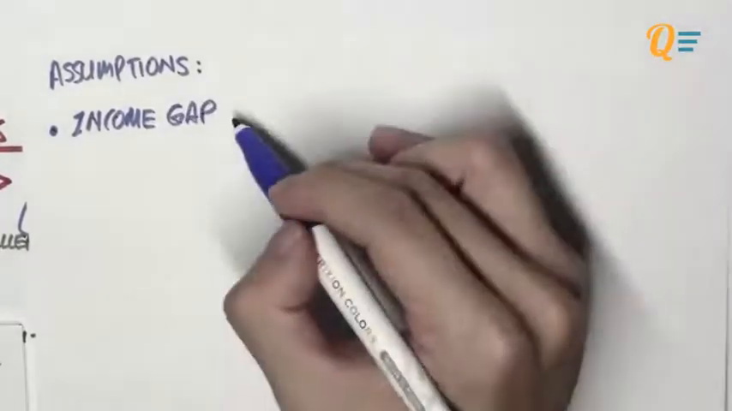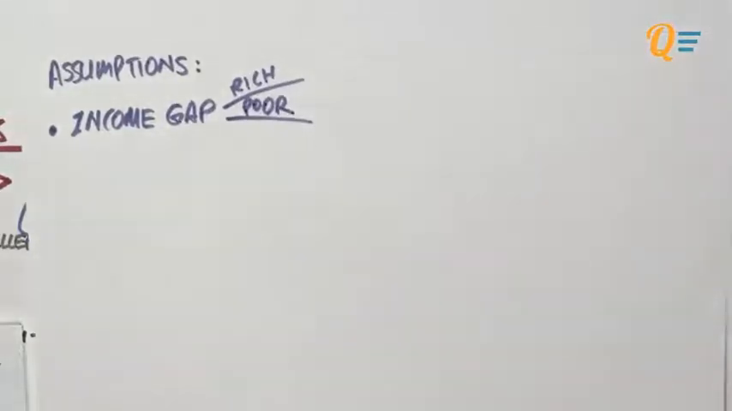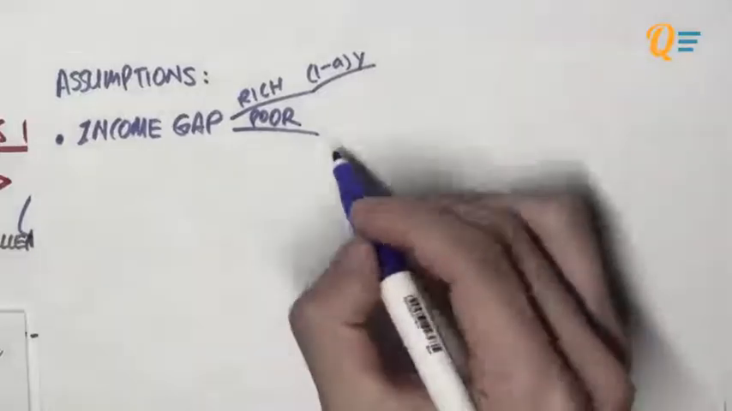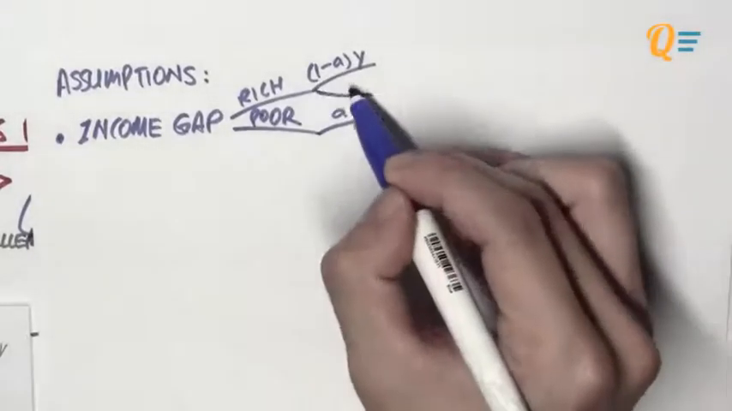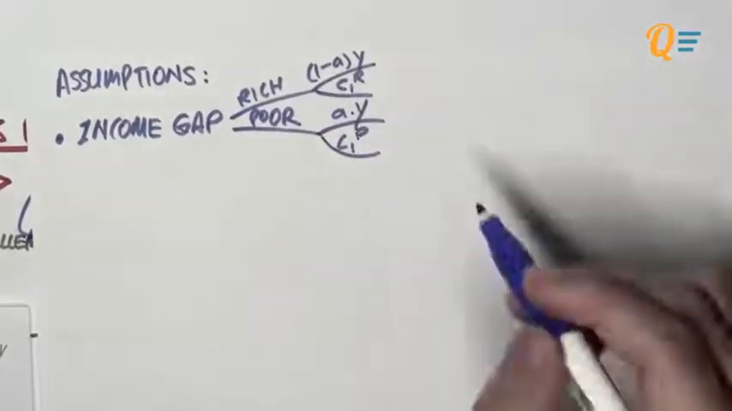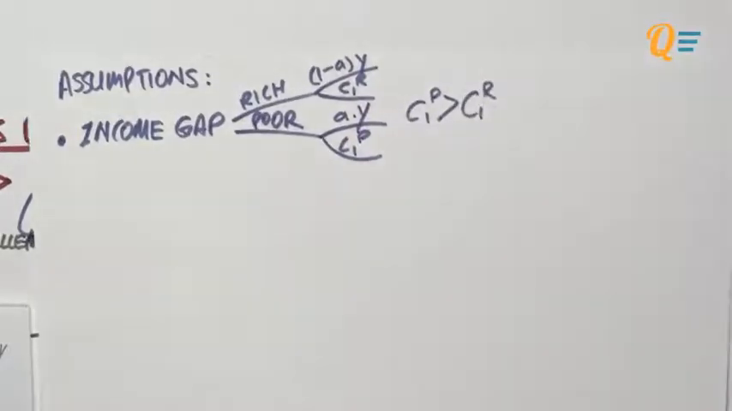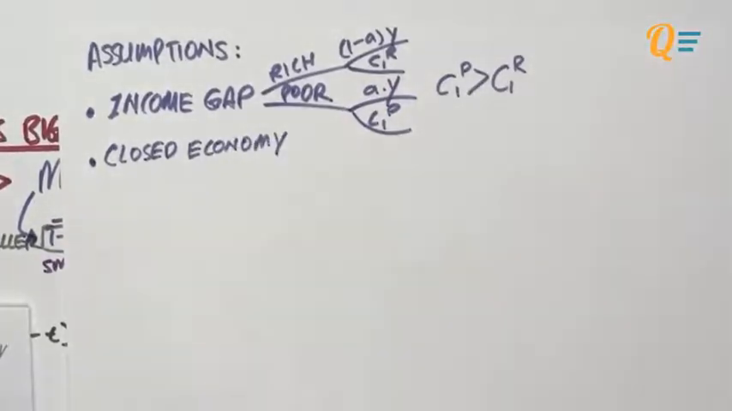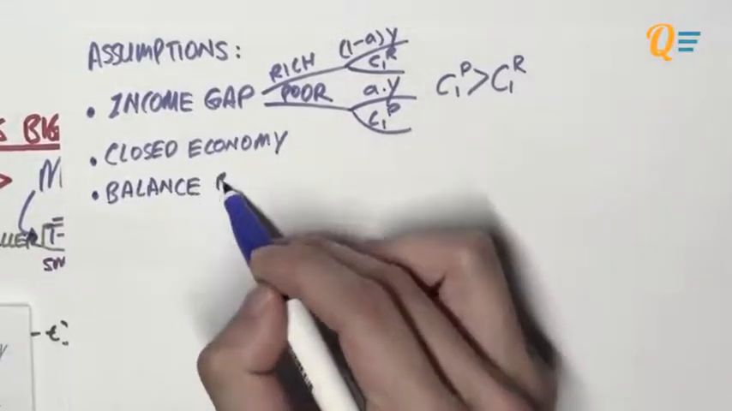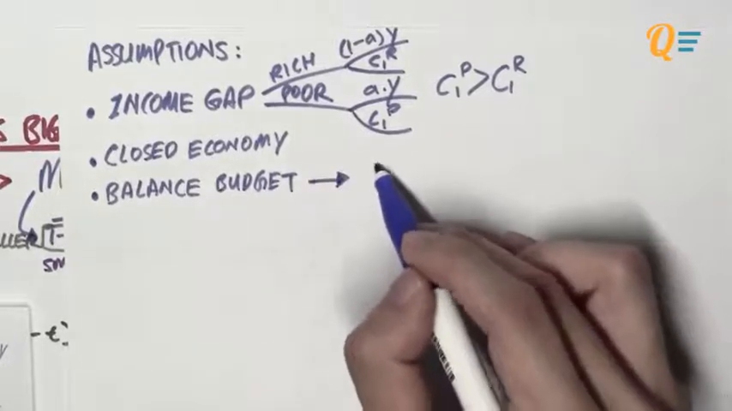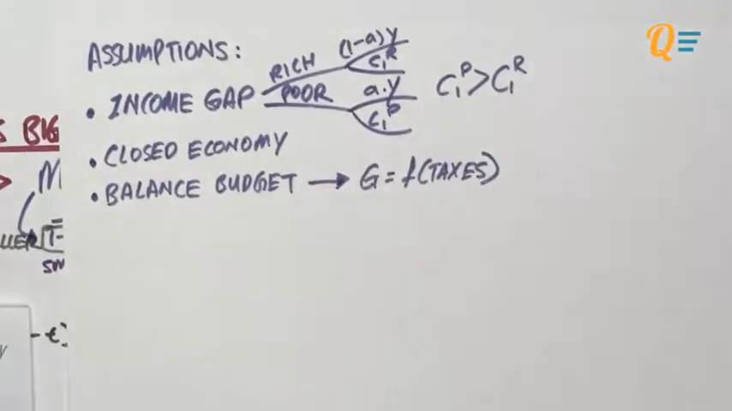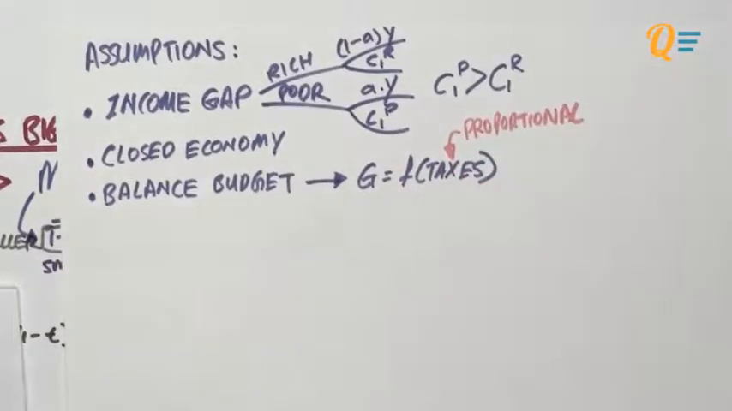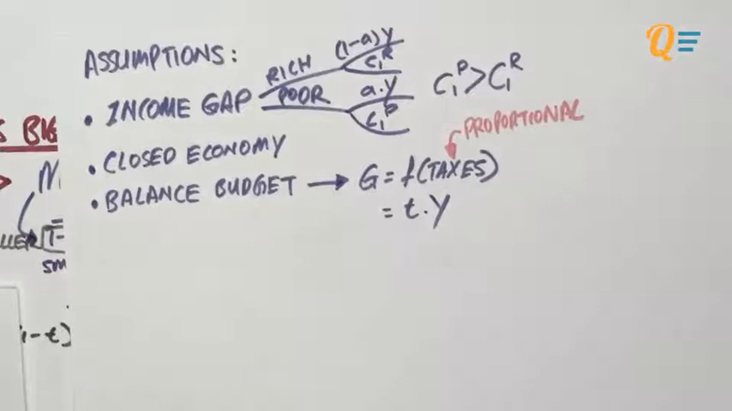Let's assume that there is an income gap between the rich and the poor. So the rich people are earning 1 minus alpha percent of the income, and the poor people are earning alpha percent of the income. Okay, and each of them have got different marginal propensities to consume, and we'll assume that the poor people have a larger marginal propensity to consume. Let's assume that this is a closed economy, and let's also assume that this is a balanced budget policy, and government spending depends on the amount of taxes that's being raised. And let's also assume that the tax system here is a proportional tax.